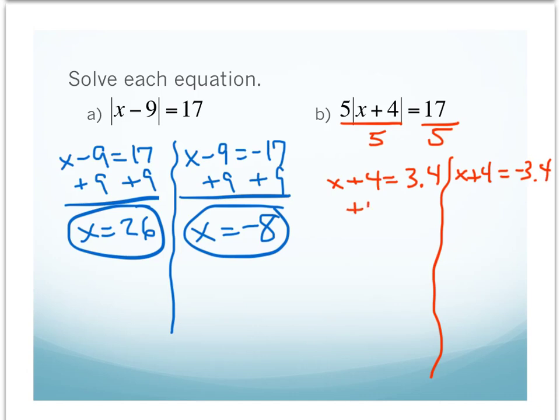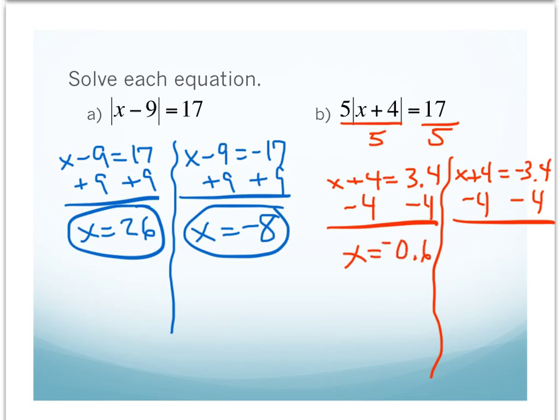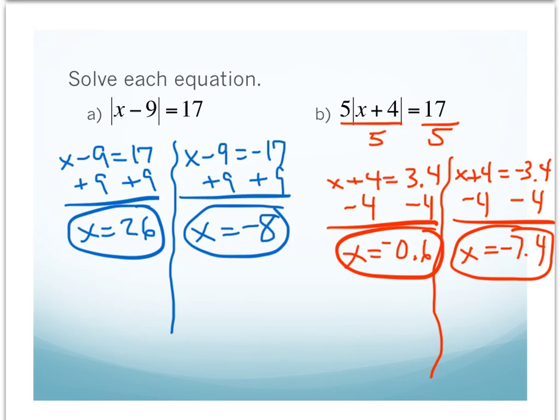Then I'm going to subtract this time. Subtract 4 from both sides of the equation, and we get x is equal to 3.4 minus 4, which is negative 0.6, and on the right side x is going to be equal to negative 7.4. So those would be the two solutions.